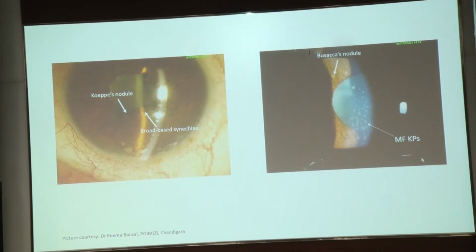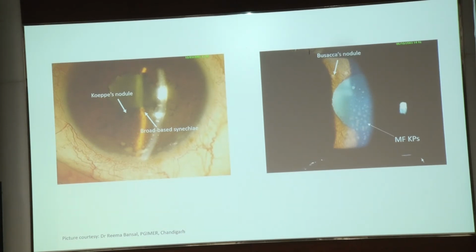So moving on to this patient. There are certain signs which can predict whether it is tubercular or not. As we can see in this patient who presented with a chronic anterior uveitis, there are multiple nodules and there are broad-based posterior synechiae.